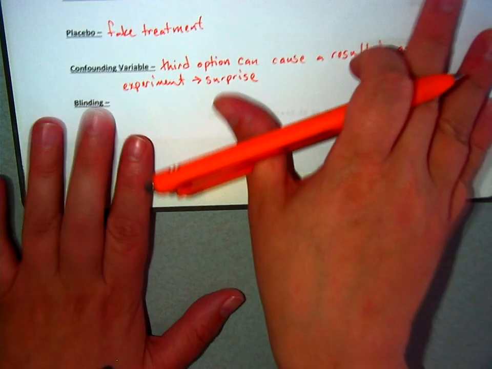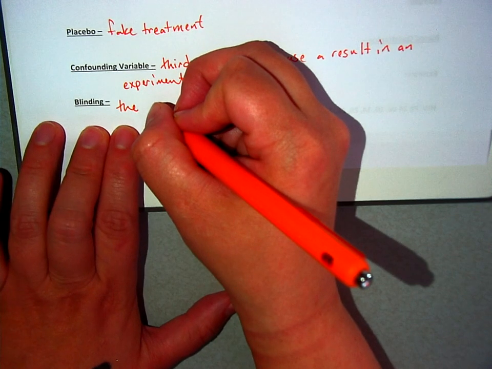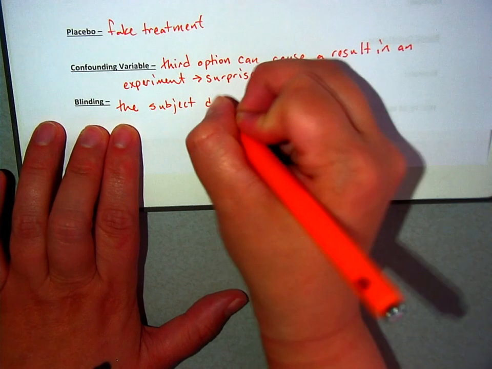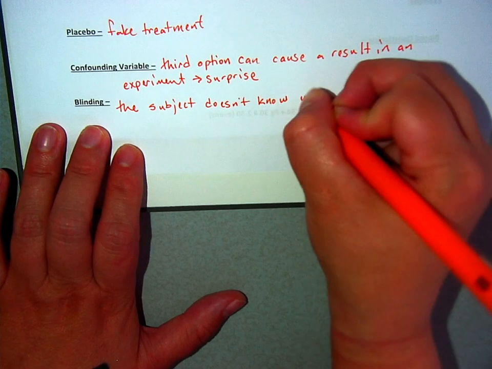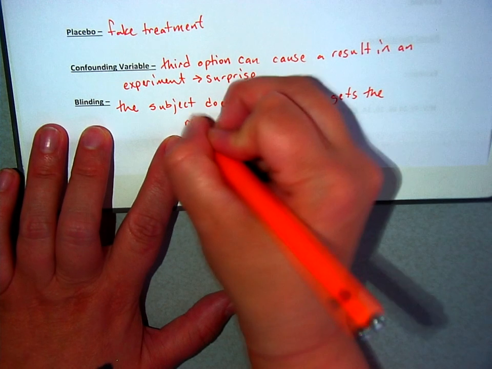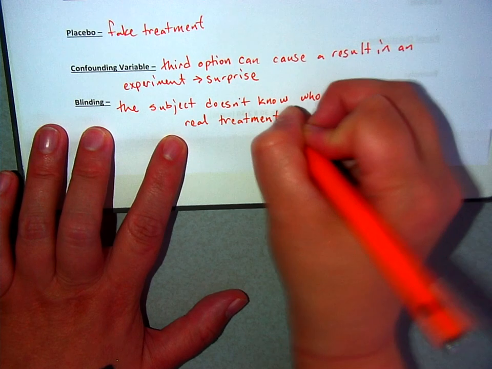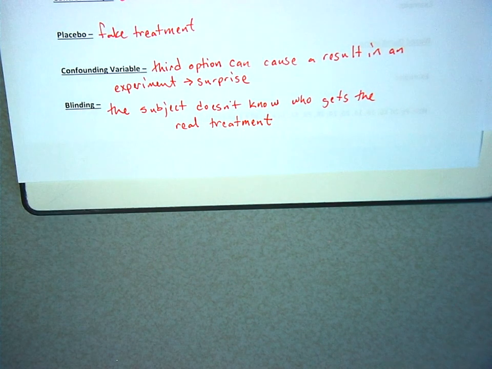Blinding is when the subject doesn't know who gets the real treatment. Basically using a placebo.